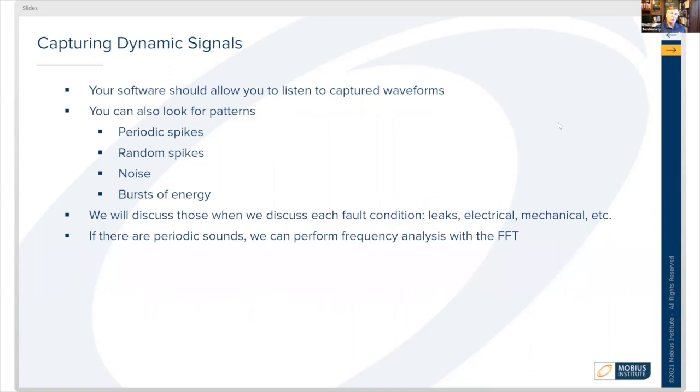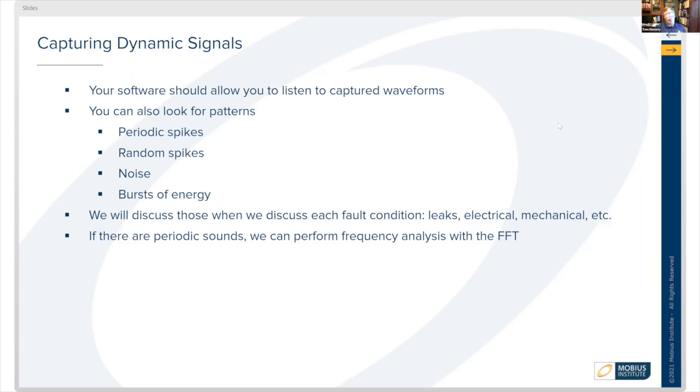So your software should allow you to listen to the captured waveforms, but you should also be able to look at those time waveforms so that you can see periodic spikes, random spikes, noise, impacts or bursts of energy. And we'll discuss those when we discuss each of the fault conditions within, say, airborne compressed air and gas leaks, electrical systems, and other mechanical systems. But for now, we're just going to assume that you understand that concept.